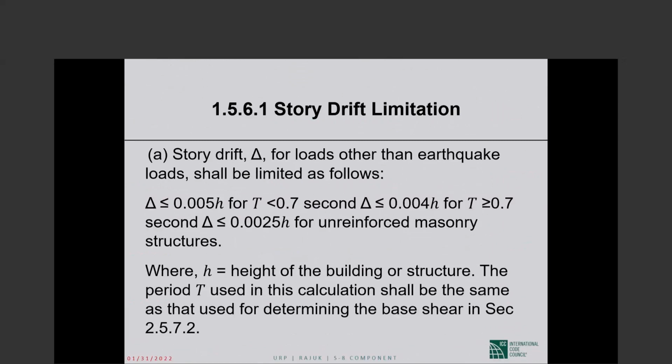Now, this is where I have a serious problem. Okay. So this is what BNBC requires: story drift delta for loads other than earthquake loads. So this will be wind. I don't know what else it would be. We typically don't have drift problems under lateral earth pressure. So story drift delta for loads other than earthquake loads shall be limited as follows.